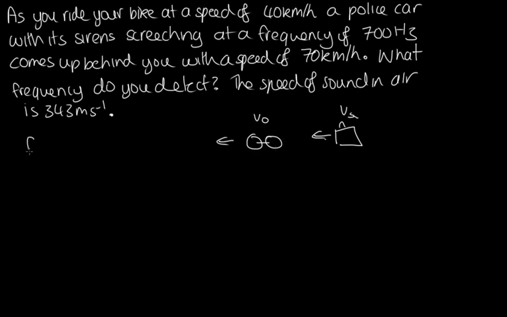So we're going to have to use the equation f' = f × ... now you're moving away from the source, so that's v - vo, the velocity of the observer, and the source is approaching the observer, so that's v - vs. So now all we need to do is work out what each of these terms is.